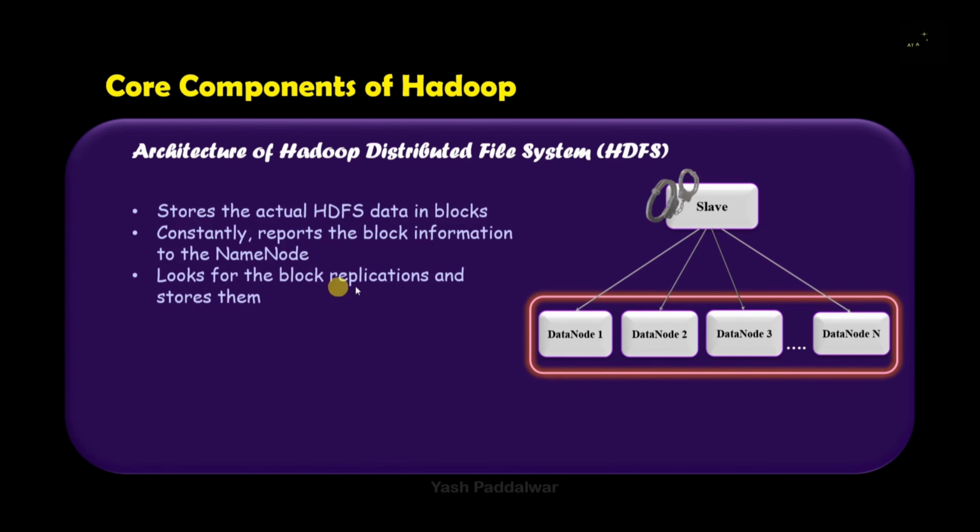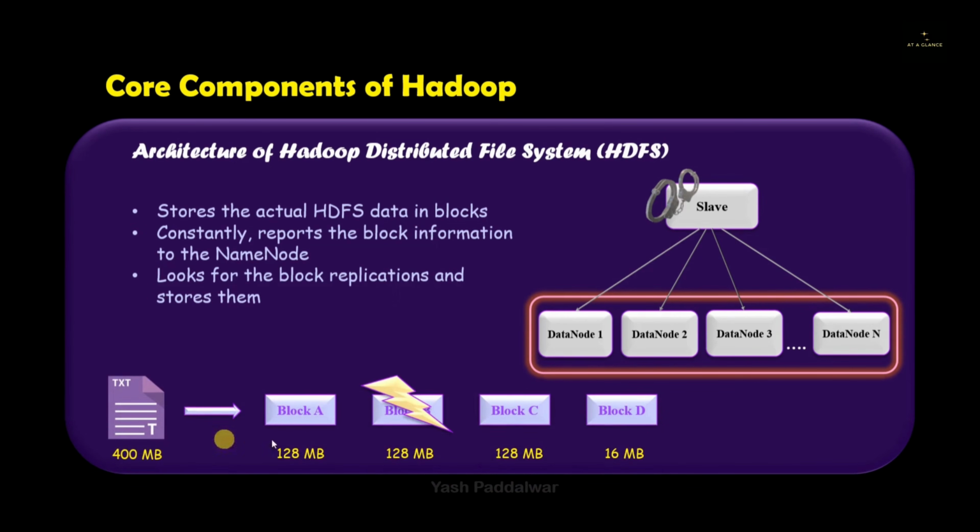Also note one more thing, that all these data nodes will constantly update the name node with information about all the operations that are performed on the data blocks. Also, it will look after the block replications and store them. So you can see that here in this particular example we have created 4 blocks. Now each block will have 3 replicas, and hence there will be a total of 4 times 3, which is 12 blocks, which will store the information of this 400 MB file. So that was the slave part.